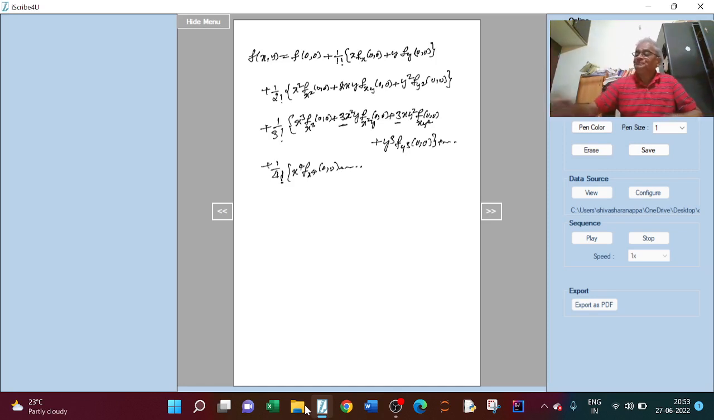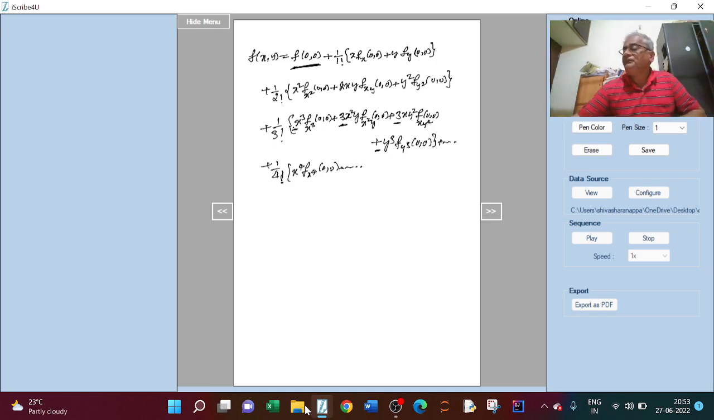This is our 3c0, 3c1, 3c2, and this is our 3c3. Okay, binomial coefficients. So to write a function, first we have to find out the derivatives. Okay, see here, this is our f00. This is differentiated with respect to x and y 0 times.